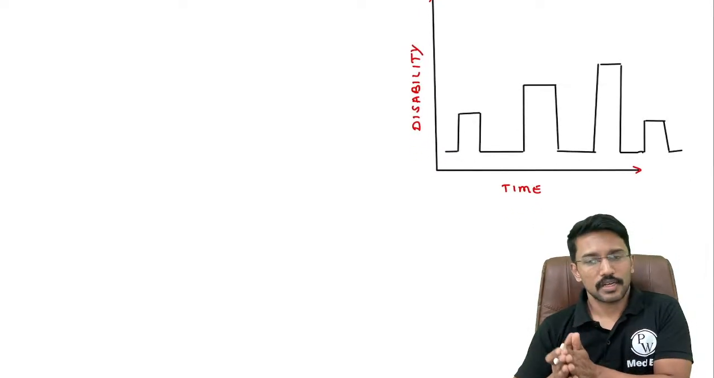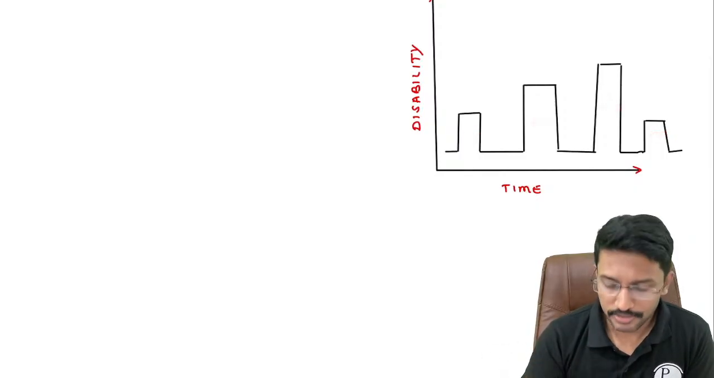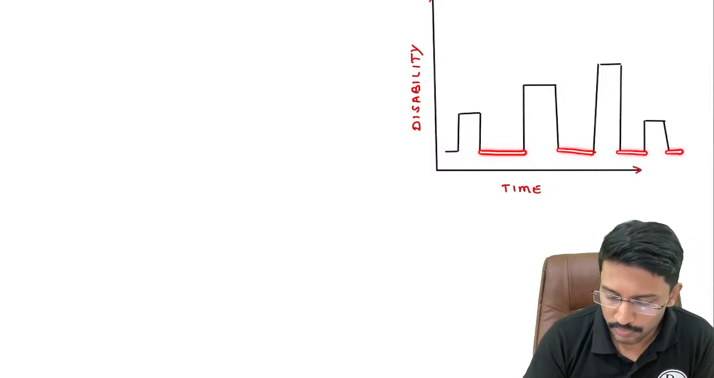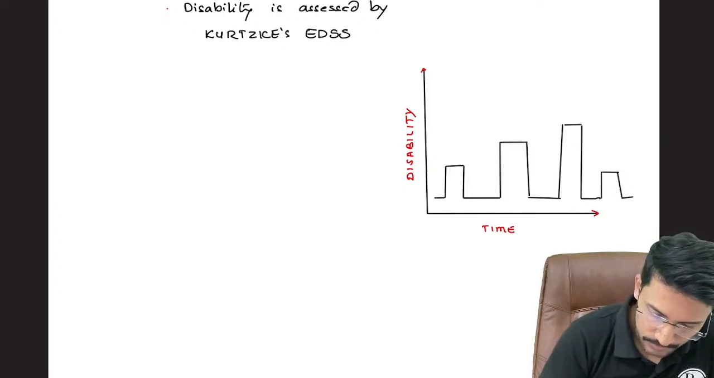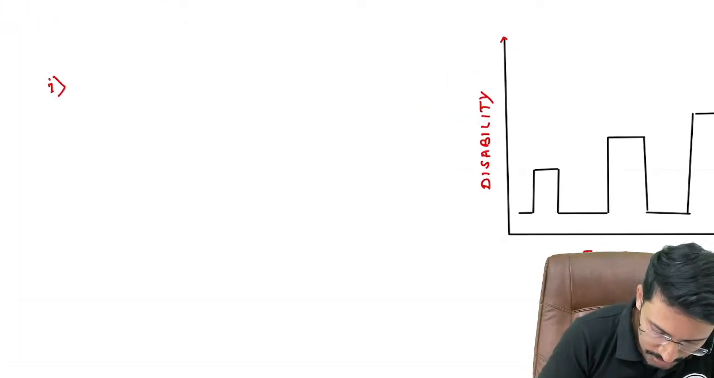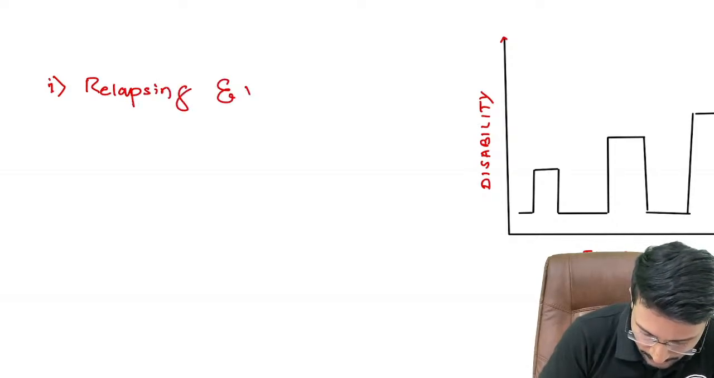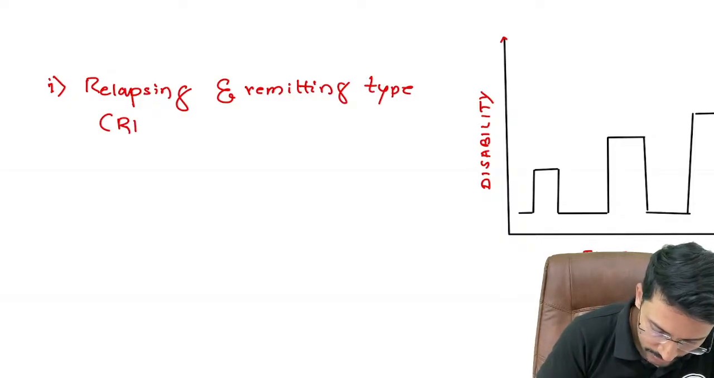Now such cases, where demyelination happens multiple times, but every time demyelination happens, there is complete recovery. Patient is back to normalcy, leaving behind no disability. Such patients of multiple sclerosis, we will call them as relapsing and remitting type, or we can simply abbreviate it as RRMS. RRMS refers to relapsing and remitting multiple sclerosis.